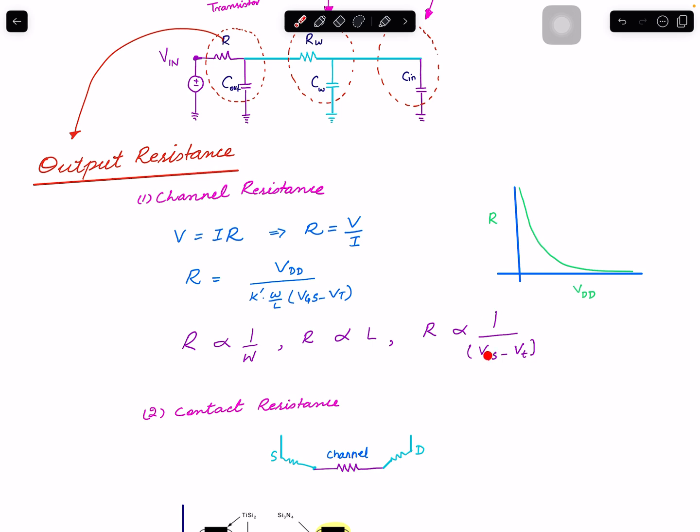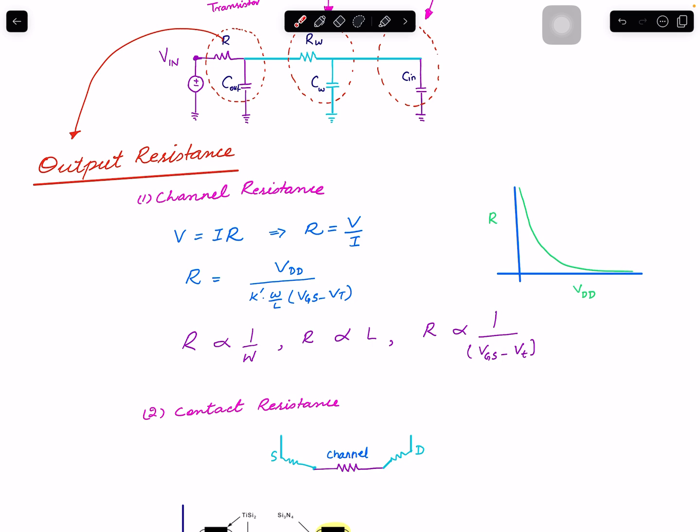Imagine if the supply voltage is very high, like 2 volt, 3 volt, 5 volt. VT is 0.64 for that technology, the 250 nanometer Intel I mentioned. What happens? The larger this value compared to this one, the higher this bottom factor. The higher the bottom factor, the lower the resistance. You can see that when VDD is very high, resistance is pretty low.